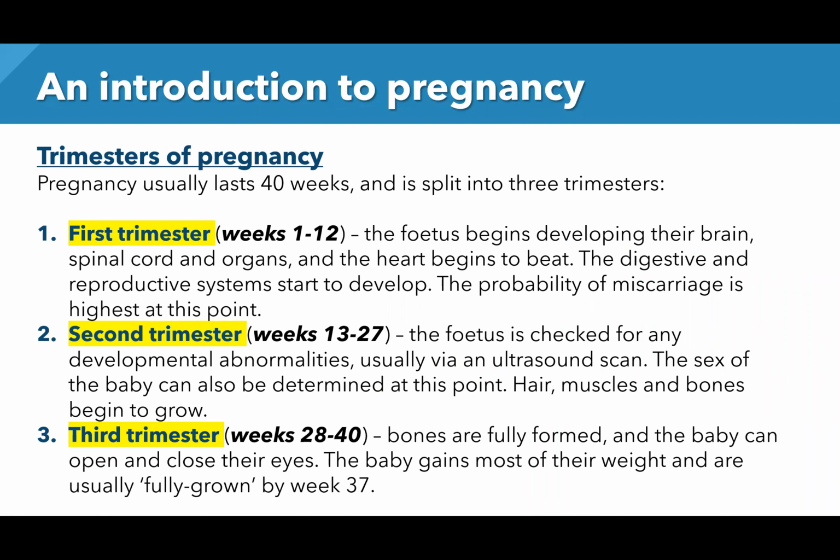Pregnancy can be split into 3 trimesters, and this is an idea we'll come back to later on in the session. There are 3 trimesters of pregnancy, which encompass the entire 40 weeks of pregnancy. The first 1 to 12 weeks make up the first trimester, and this is where the fetus begins developing their brain, spinal cord, and organs, and the heart begins to beat. The digestive and reproductive systems also start to develop, and the probability of miscarriage is highest at this point.